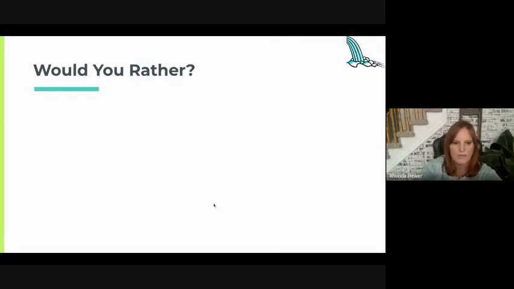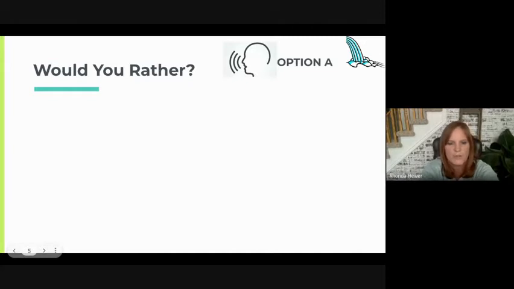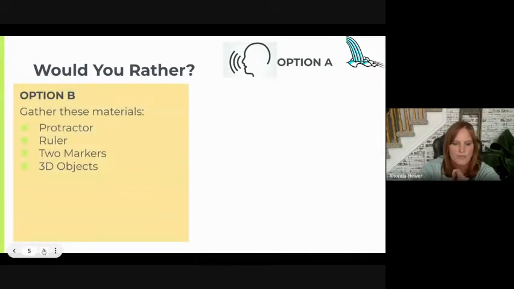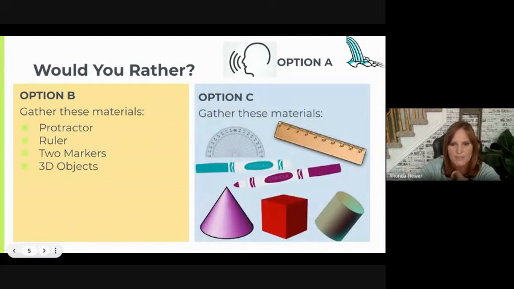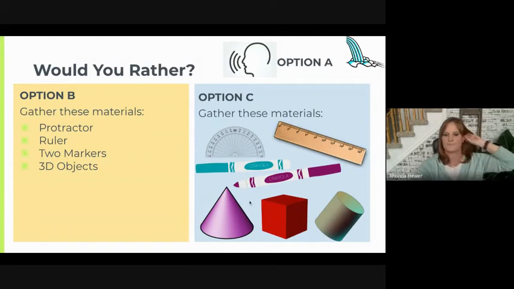Okay, so option A. You walk in and he just tells you, okay, everybody, you need a protractor, a ruler, 2 markers, and 3D objects. That's option A. Option B. This is written on the whiteboard as you walk in. And option C, this is projected onto the screen. This is the only thing projected onto the screen.